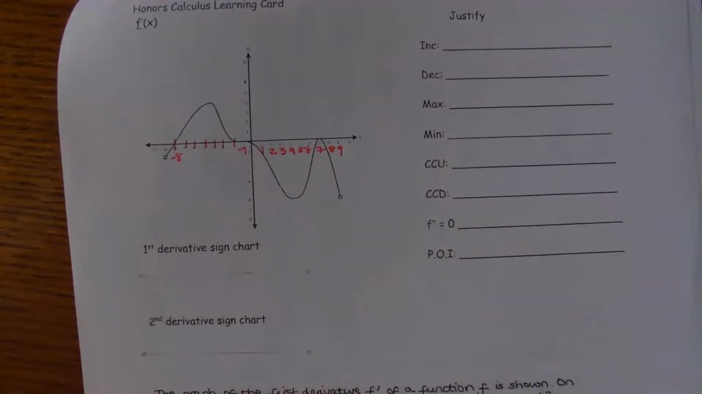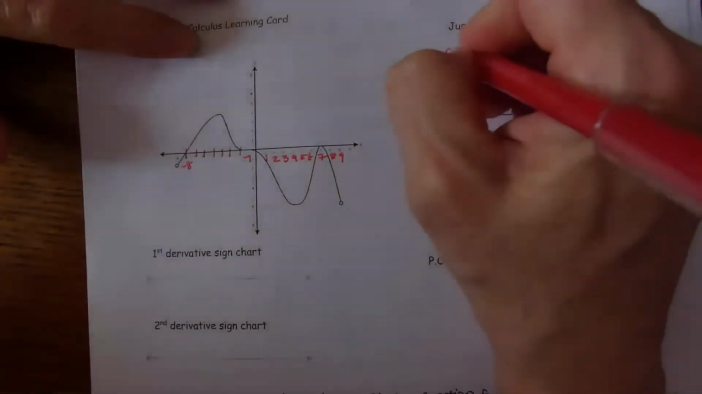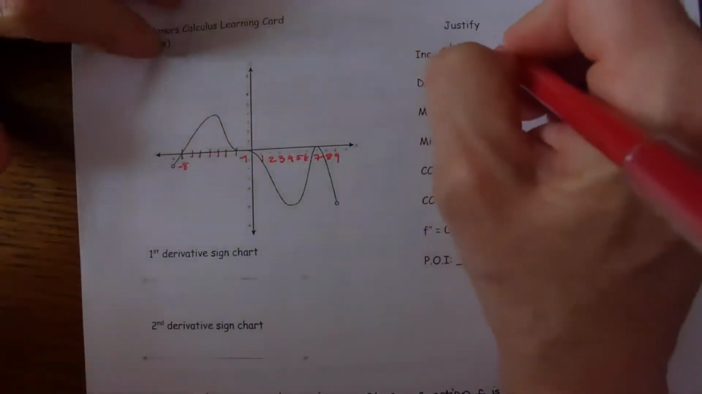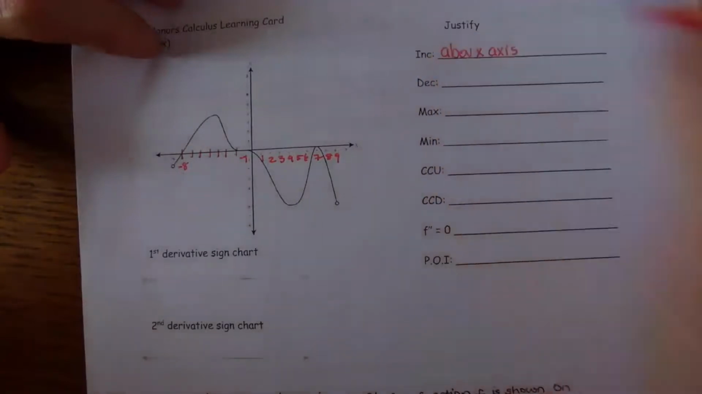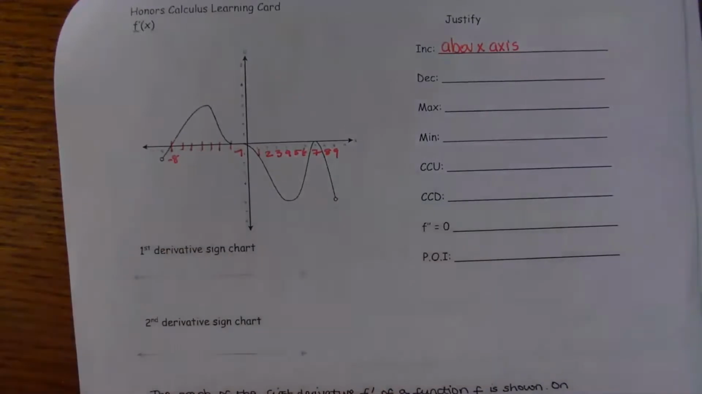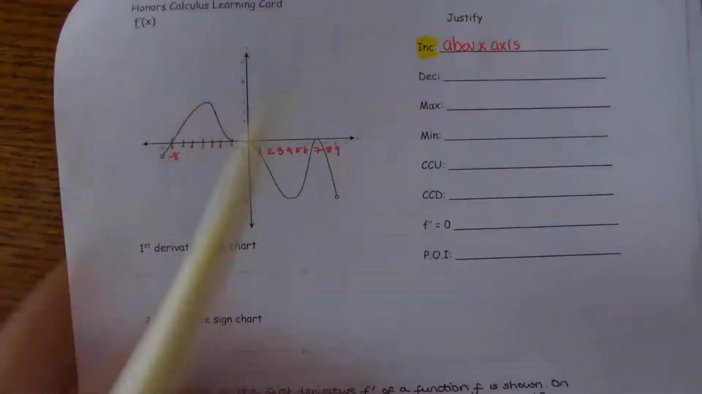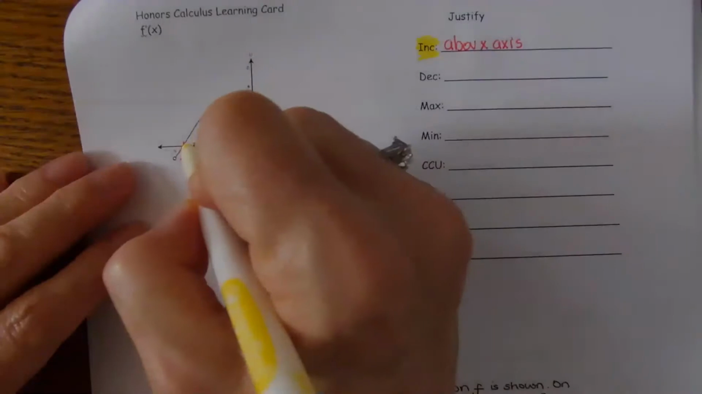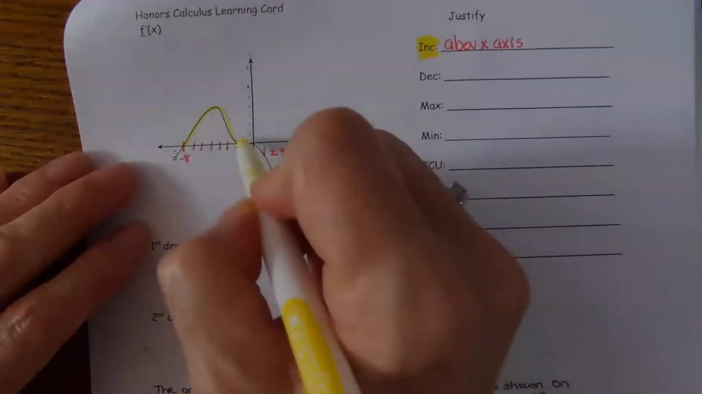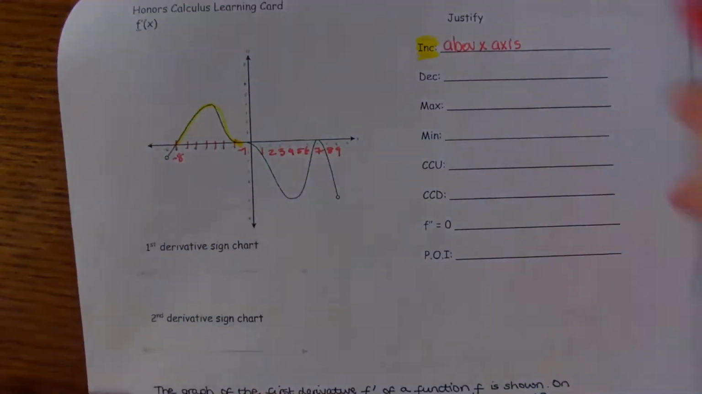So where is the graph increasing? How do you know where it's increasing again? Okay, let's write that down. Above, that's what justify means. Means tell me why. So above the x-axis. So where is this thing above the x-axis? And you can color it, right? So if you're a color coding person, I definitely am. I can do that, right? Okay, so where is that?